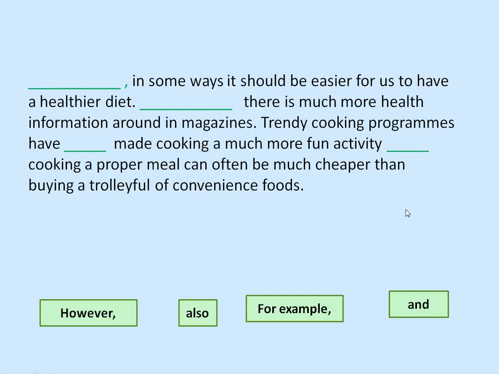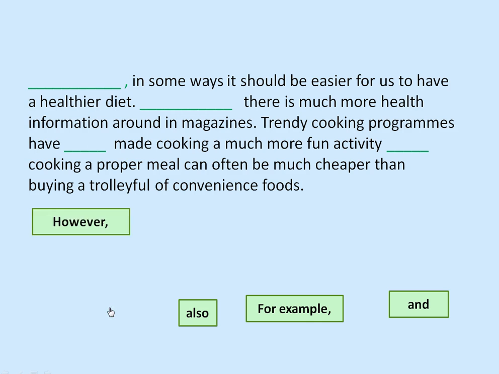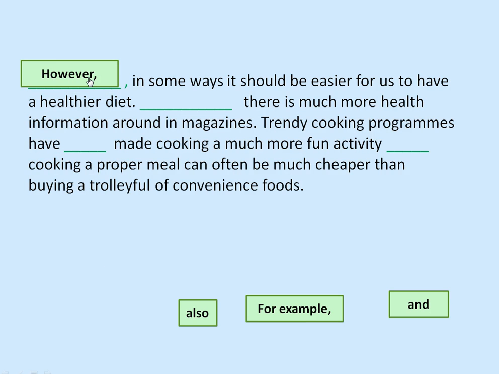In the second paragraph, we need to introduce a different set of ideas with a connective like however, which gives the reader a sense of contrast. It signals to the reader that they're about to come up against contrasting ideas. However, in some ways it should be easier for us to have a healthier diet.